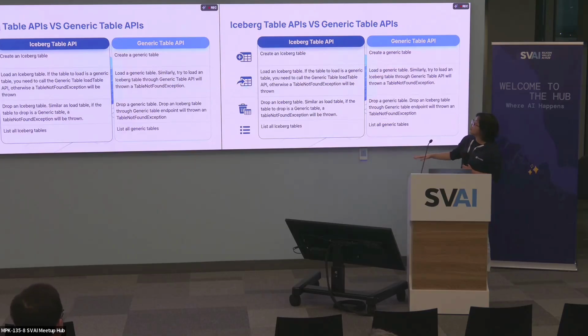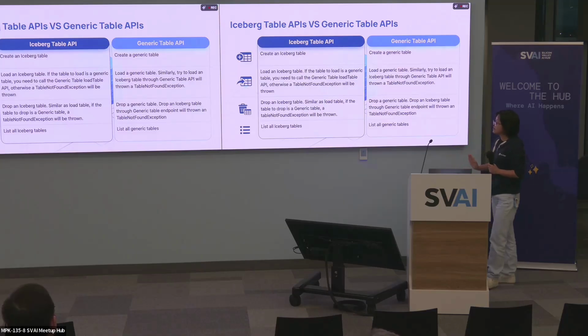And when you do list, list tables under the Iceberg table endpoints will list you all the Iceberg tables, and list tables under the generic tables will give you all the other non-Iceberg tables. So they have a clear separation today. It has its advantage, but it also has its disadvantage. The advantage is that it's a very clear separation between these two categories. So it makes things very clear. There's a very clear boundary there.